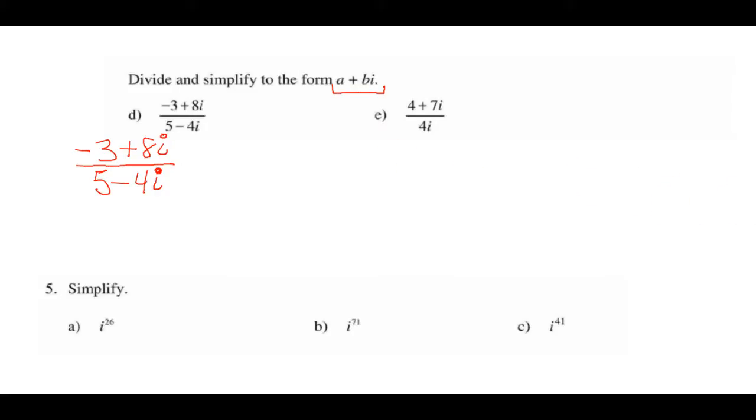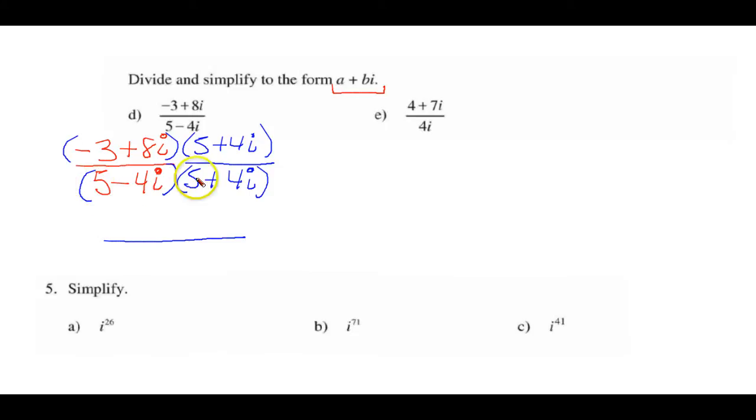So it's a little bit like rationalizing the denominator, but what we do here is we take the conjugate of our denominator, which is going to be 5 plus 4i. Now remember, this is something divided by the same thing. This is just a 1. But we're using the conjugate of our denominator.